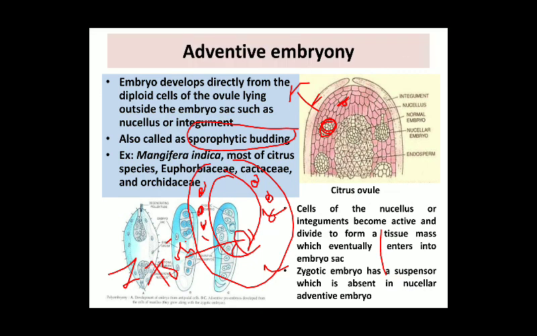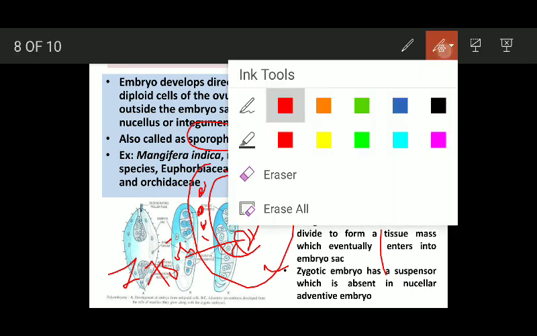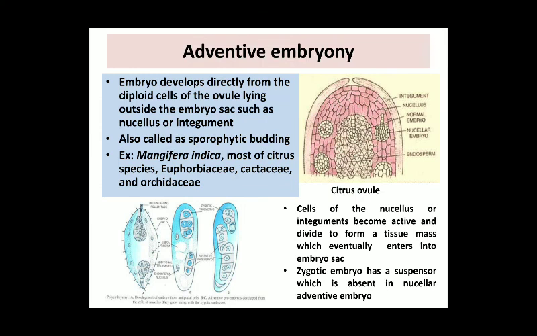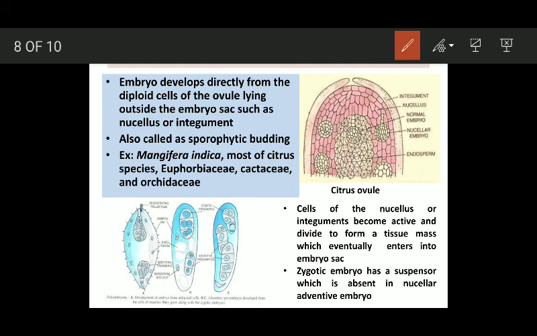I will repeat the details of adventive embryony. In adventive embryony, either the cells of nucellus or the cells of integuments give rise to embryos directly without the formation of embryo sac. This process is also known as sporophytic budding. It has been reported in a number of plant species, including Mangifera indica, most of citrus plants, Euphorbiaceae, Cactaceae, and Orchidaceae. The cells of nucellus or integuments become active and start dividing to form a tissue mass, which eventually enters into the embryo sac, and ultimately it forms an embryo.